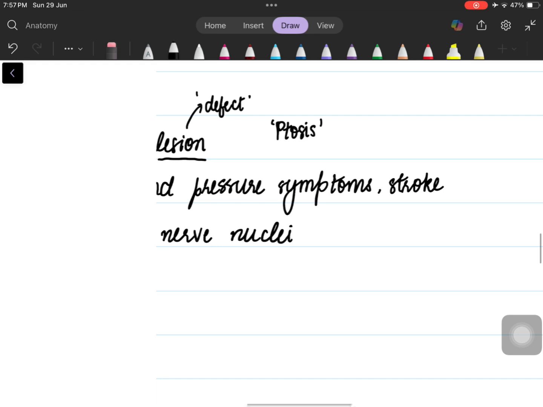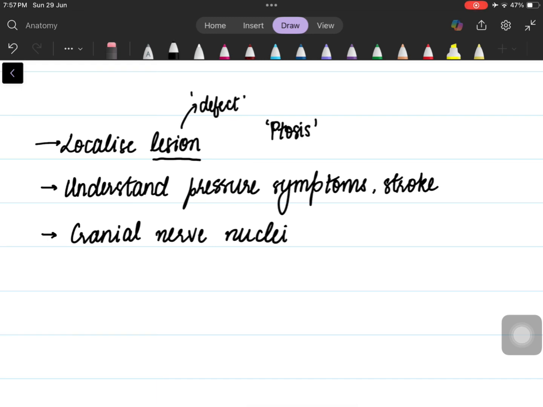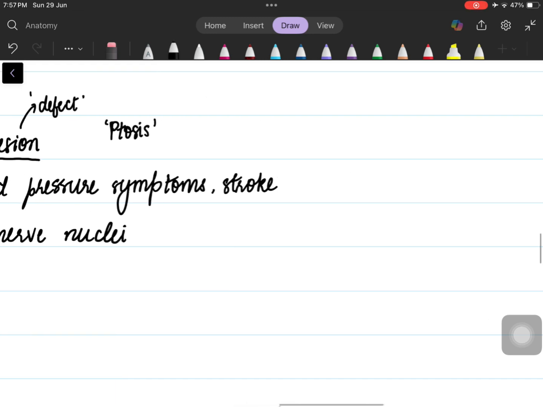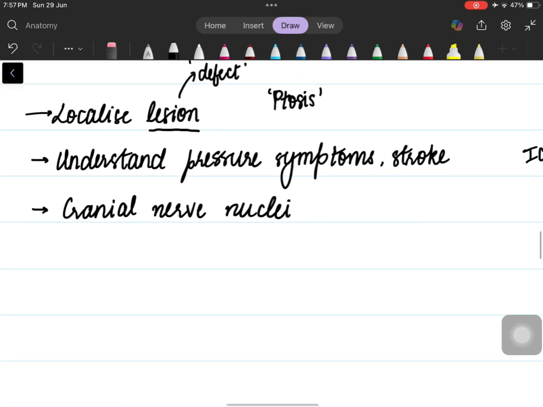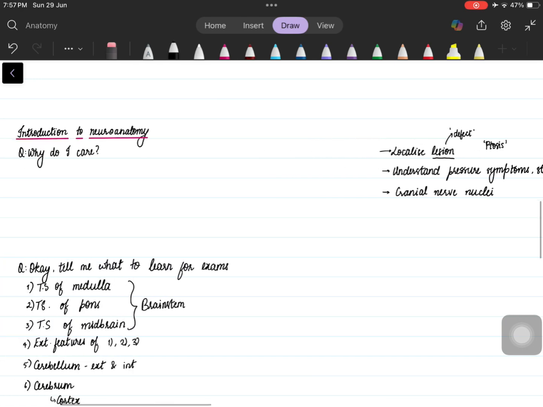Then, to understand pressure symptoms, stroke, here's a simple concept. We know that increased intracranial pressure causes vomiting. But do we really understand the mechanism behind it? What is it about the increased intracranial pressure that is actually resulting in the vomiting? So this physiology can be better appreciated with the knowledge of anatomy. And lastly, cranial nerve nuclei. The importance of this cannot be overstated.